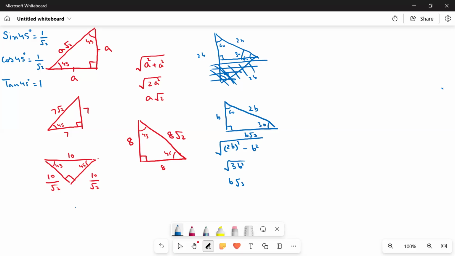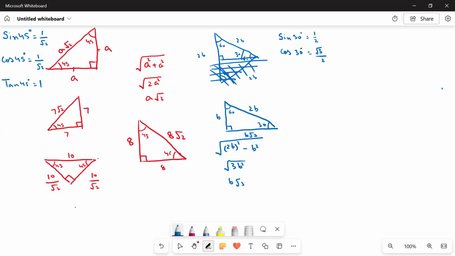Okay, this is very useful information. Now, can you tell me what is sine of 30 degrees? Sine of 30 degrees means b over 2b, opposite over hypotenuse. So b over 2b will become 1 by 2, right? Similarly, what is cosine of 30 degrees? That is b root 3 over 2. So this b will cancel and it is root 3 by 2.